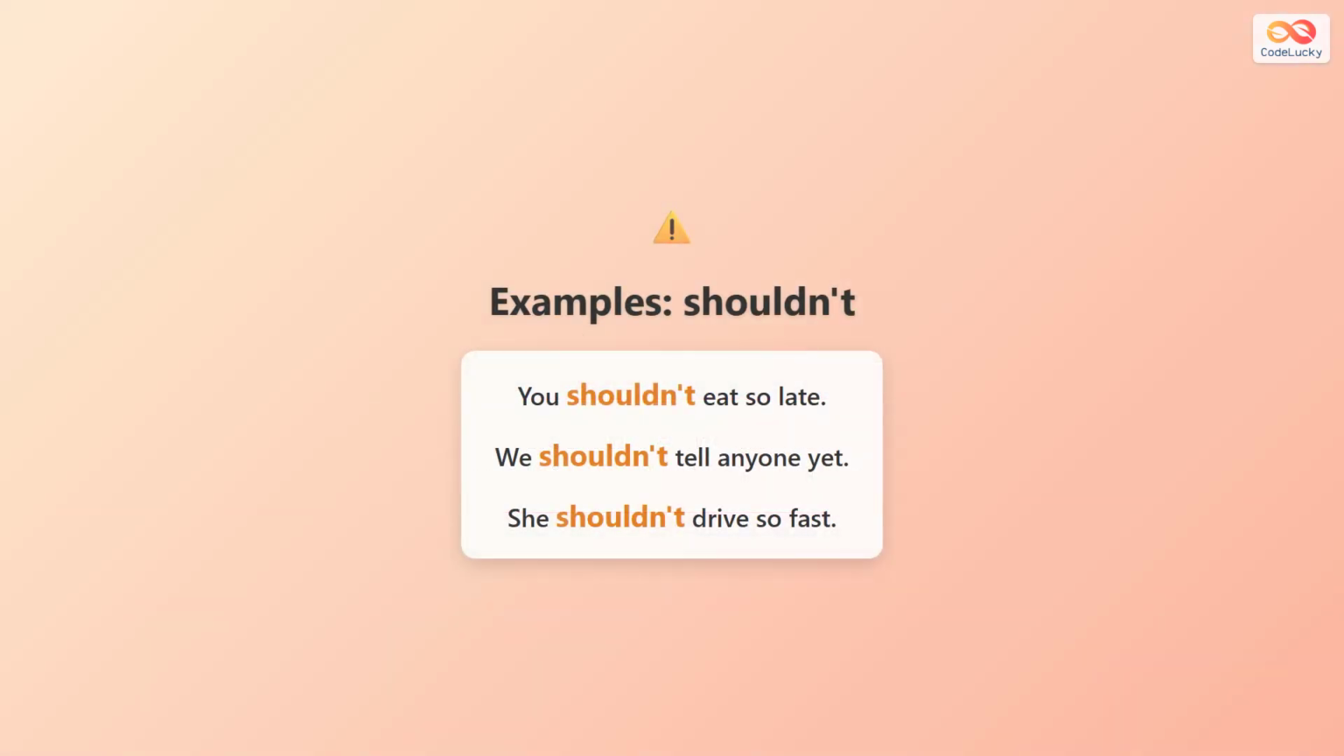You should not eat so late means eating late is not healthy. We should not tell anyone yet means it is better to keep it secret now. She should not drive so fast means it is dangerous and not wise.